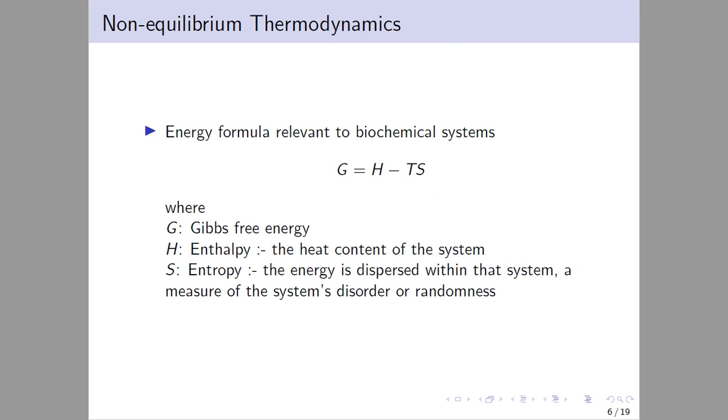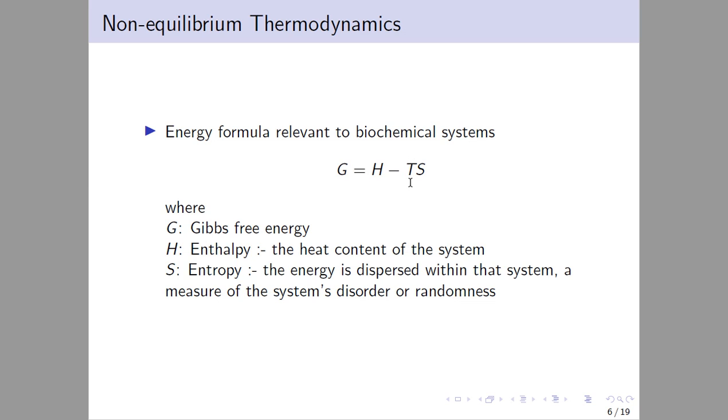Here we can see the energy formula for this biochemical system, which we also have in biology and in SPS 4121. In statistical physics we also have this equation: G equals H minus TS, where G is the Gibbs free energy, H is enthalpy, the heat content of the system, and S is entropy, how the energy is dispersed within that system, a measure of the system's disorder or randomness. So how random is that system? And T is the temperature.